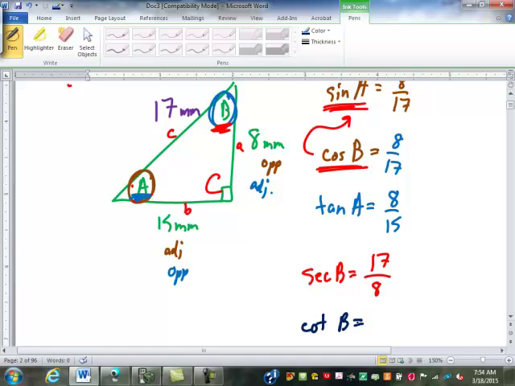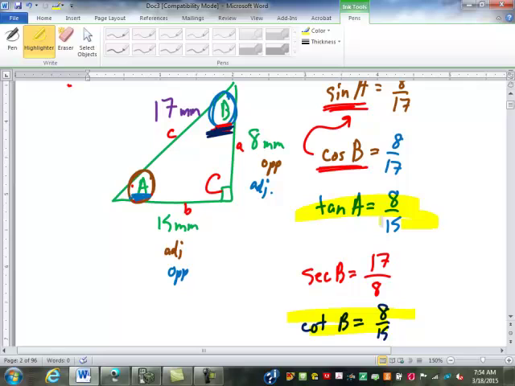Cotangent of B. Cotangent is adjacent over opposite. This is angle B. 8 would be adjacent to it, so the opposite side is 15. Once again, you'll notice tangent and cotangent: cotangent of B is equal to the tangent of A.